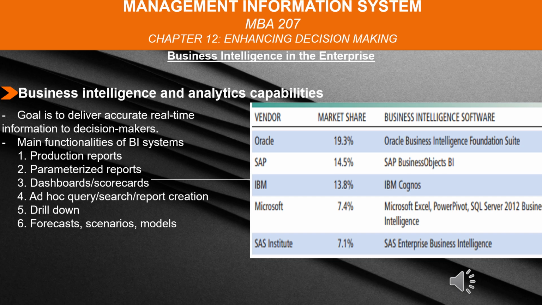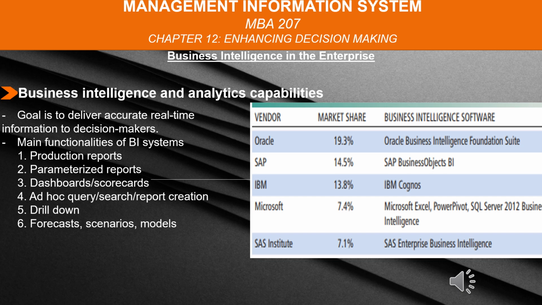Last is the forecast scenarios and models. So forecast scenarios and models are tools used to make predictions and simulate hypothetical scenarios based on historical data. Forecasts use statistical methods to predict future needs, while scenarios use simulations to explore different possible outcomes based on different assumptions. Models are mathematical representations of systems or processes that can be used to test hypotheses and make predictions.